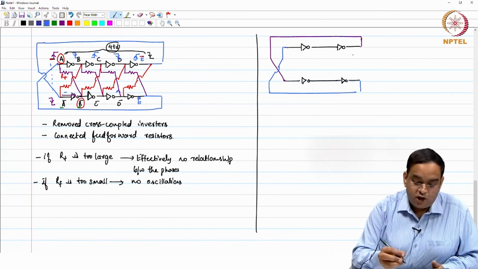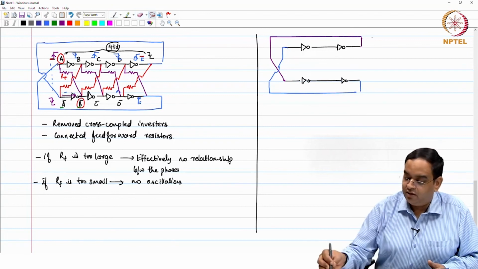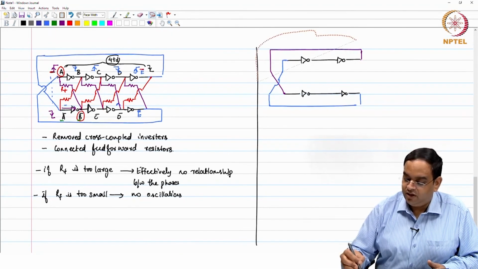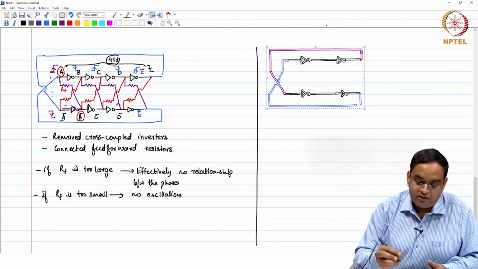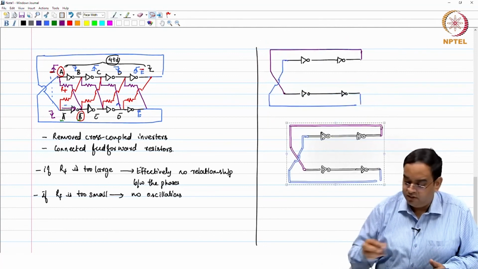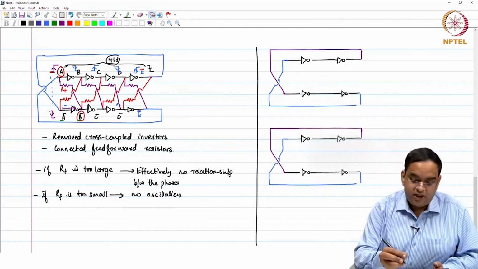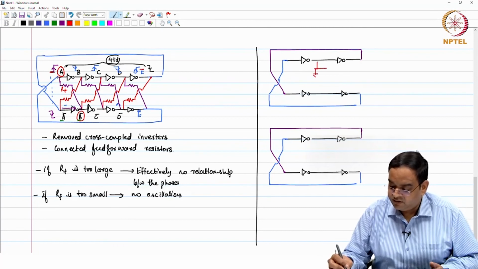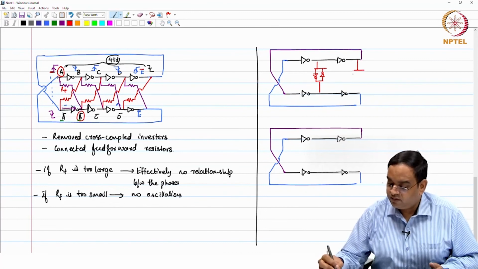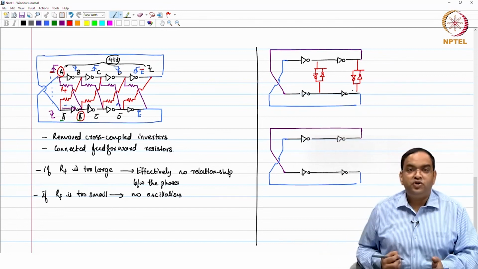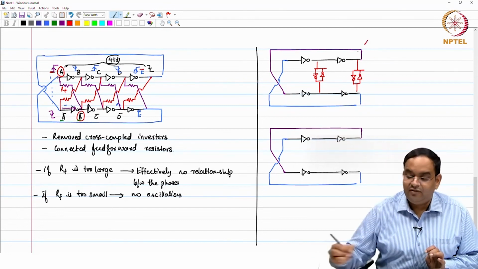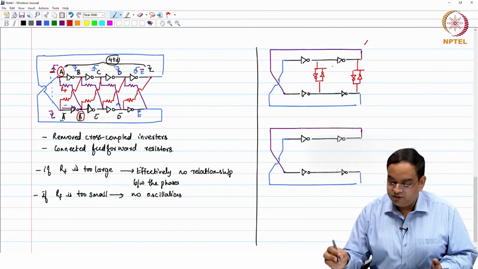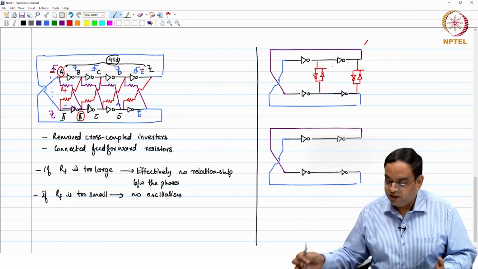Okay. Now, the option before you is the following. I will just copy in case of this pseudo differential ring oscillator. Okay. You can either have cross coupled inverters, okay, at both these. You can say this is the fastest pseudo differential ring oscillator in a given process, okay, because you are using minimum number of inverters in the ring.